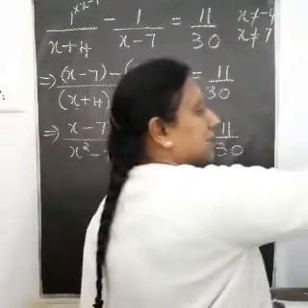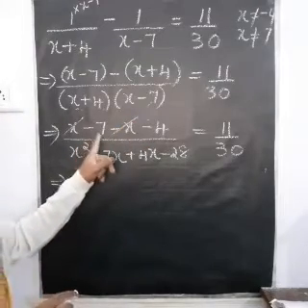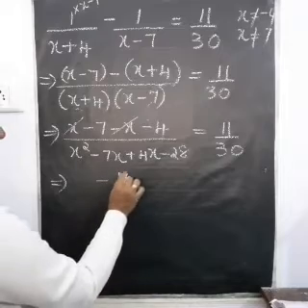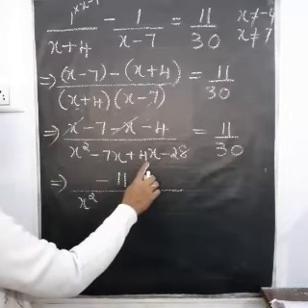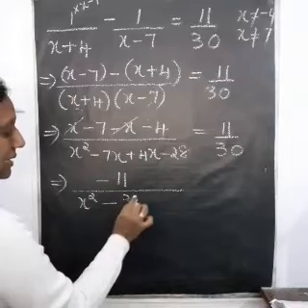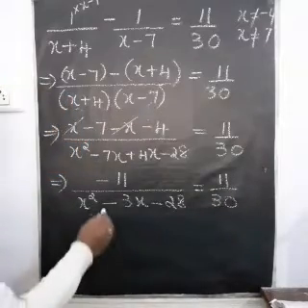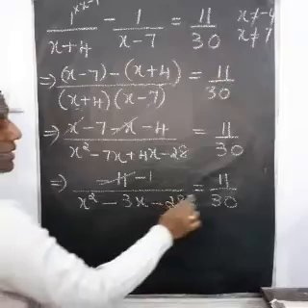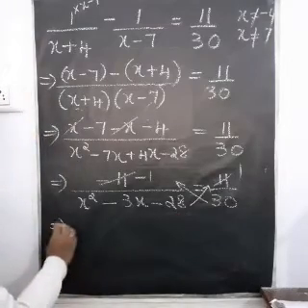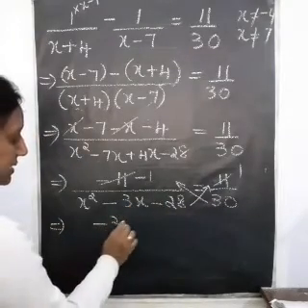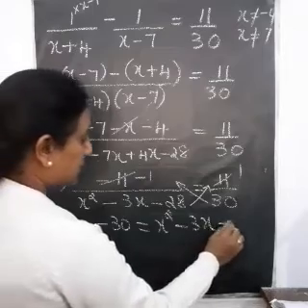Understand? So when we have it like that, here once again x and minus x will cancel. Minus 7 and minus 4, when you add, you get minus 11 divided by, here you will get x squared. Now minus 7x plus 4x will be minus 3x. Minus 28 is equal to 11 by 30. So we can cancel this as 11 into minus 1, and here 11 ones are. So these numbers will become simple when you cross multiply. So when you cross multiply, minus 1 into 30 will be minus 30 equal to 1 into this term, which will be x squared minus 3x minus 28.